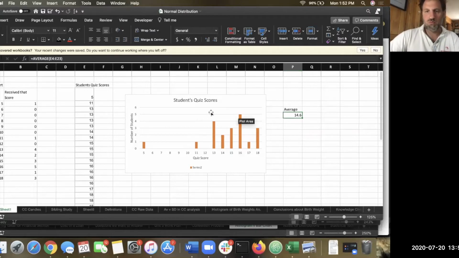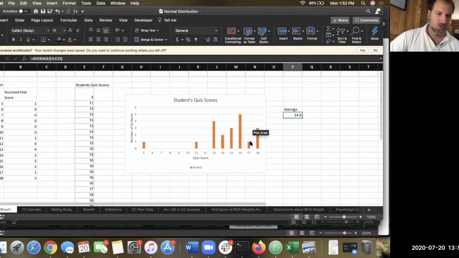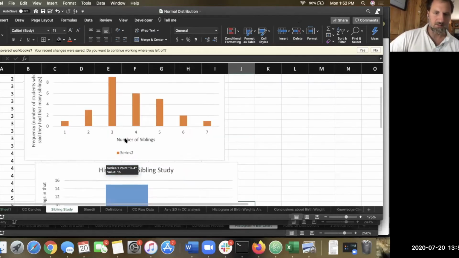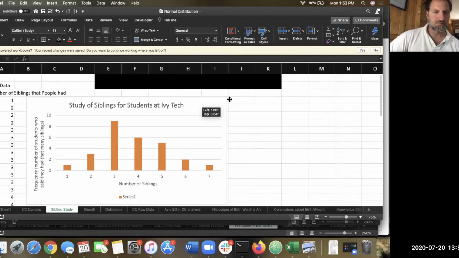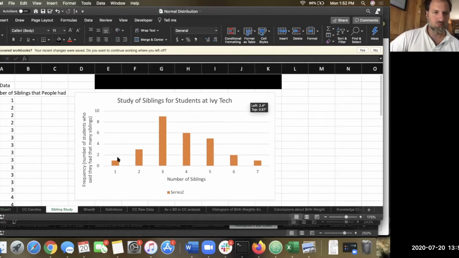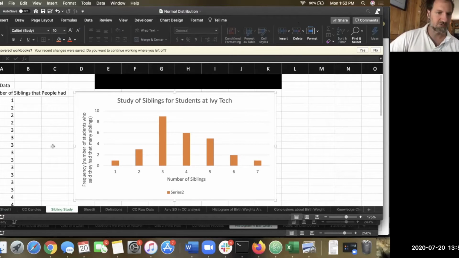We're going to look at moving past bar charts and introducing another way of representing something, which is called a histogram. So let's move away from quiz scores and look at a sibling study. In a past class, I passed around little pieces of paper and asked people to write down how many siblings they had. I did that in a couple different sections, and then I put the information together. So this is a study of how many siblings people had.